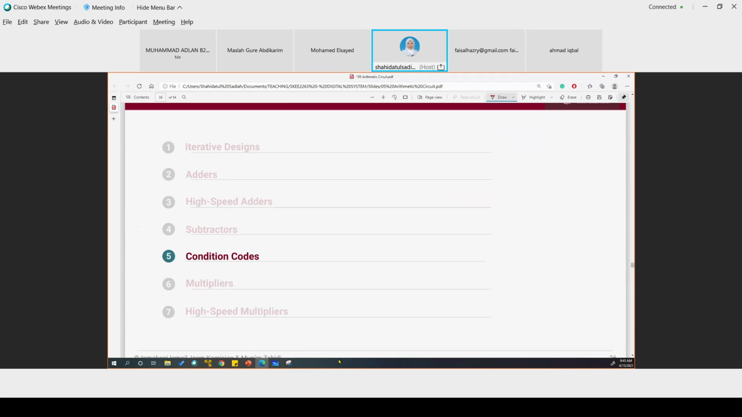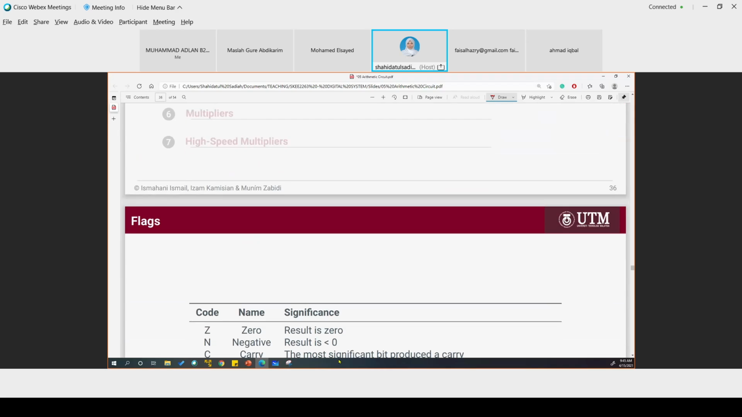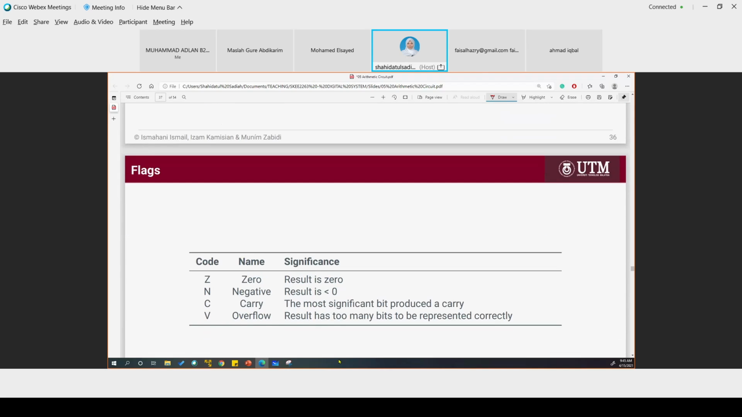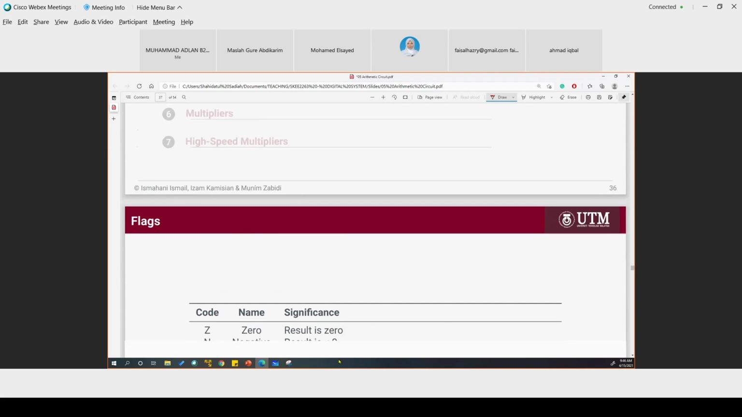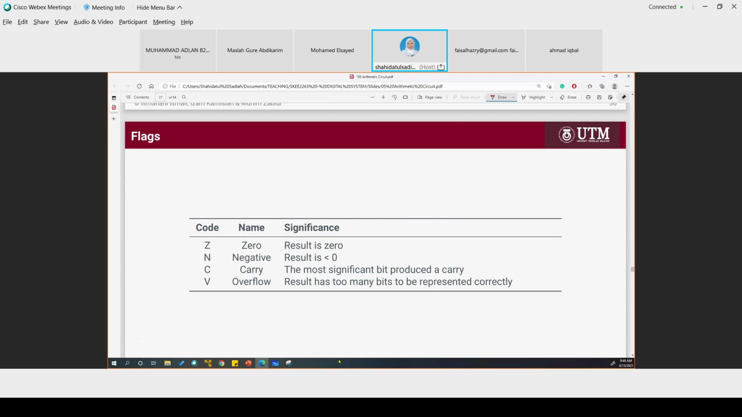Okay, yeah. Right. Next one, let's see the condition codes. We have 15 minutes. Let's go through this very fast, because this is not that hard to understand. So the condition codes are special codes that are placed somewhere in the memory. So this is your memory.